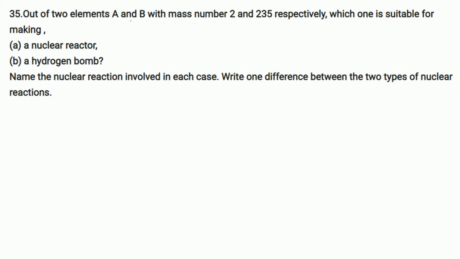Out of the two elements A and B, mass numbers are 2 and 235. This is A, this is B. Which one is suitable for making a nuclear reactor and a hydrogen bomb? Name the nuclear reaction involved in each case. Write one difference between the two types of nuclear reaction. See, when 2 combine to become 1, this is fusion. When 1 divides into 2, this is called fission.